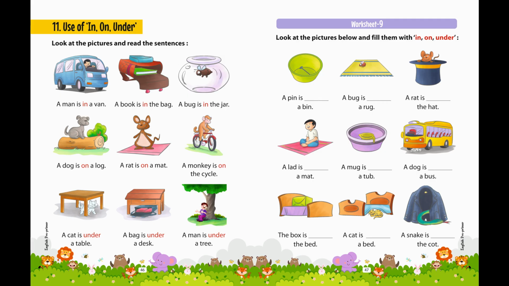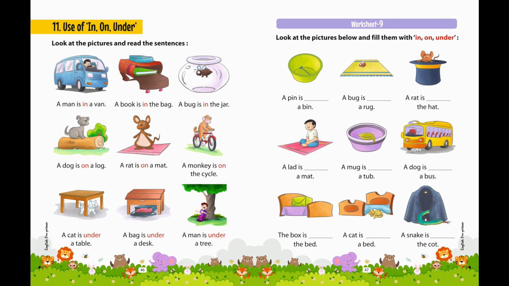A dog is on a log. A rat is on a mat. A monkey is on the cycle. The word on means resting on top of something. A cat is under a table. A bag is under a desk. A man is under a tree. The word under means below something. Great job. Let's move to the activity now.